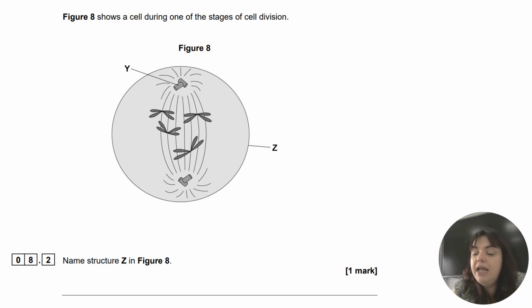Okay, figure 8 shows a cell during one of the stages of cell division. It's pretty obvious which one this is. It's when the chromosomes are being pulled to opposite ends of the cell.